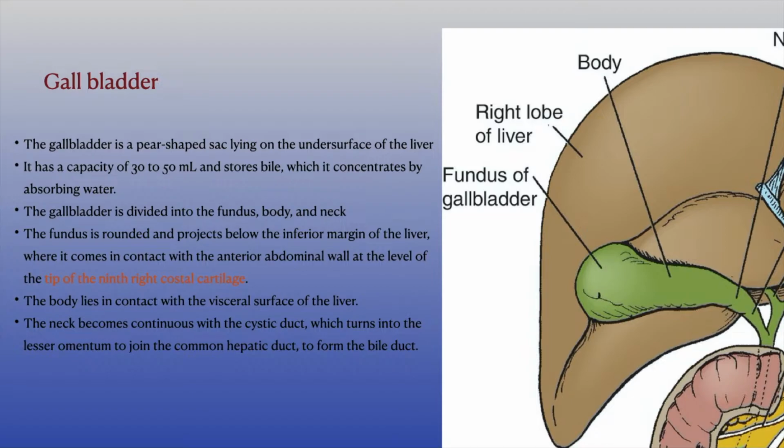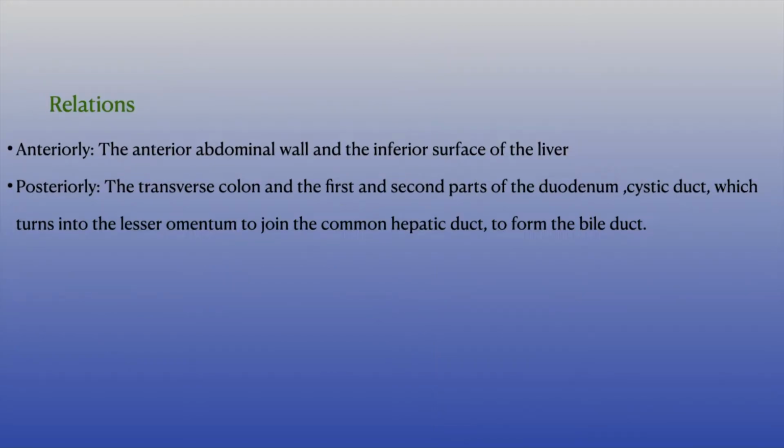The body of the gallbladder lies in contact with the visceral surface of the liver, and the neck becomes continuous with the cystic duct, which turns into the lesser omentum to join the common hepatic duct to form the bile duct. The relations of the gallbladder. Anteriorly, the anterior abdominal wall and the inferior surface of the liver. Posteriorly, the transverse colon and the first and second parts of the duodenum.